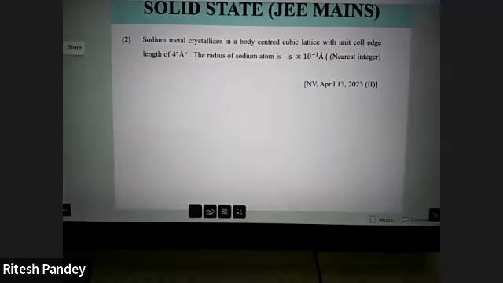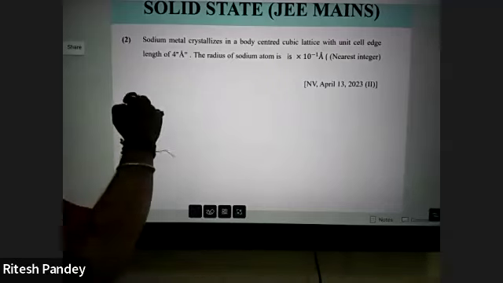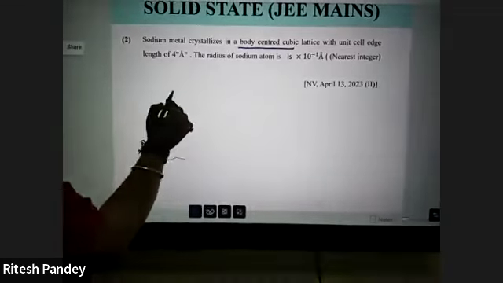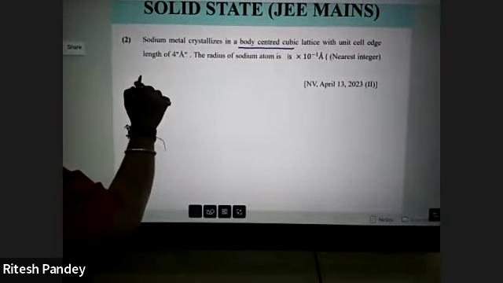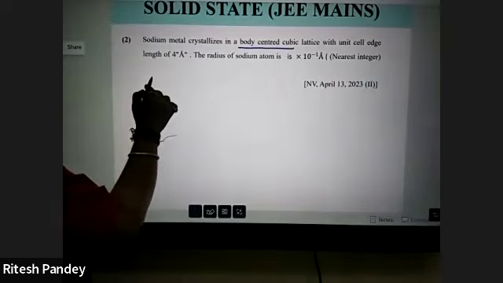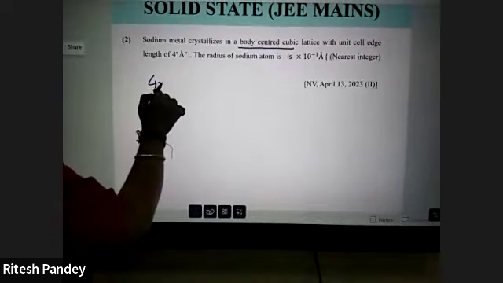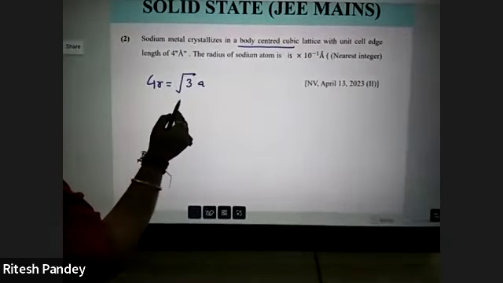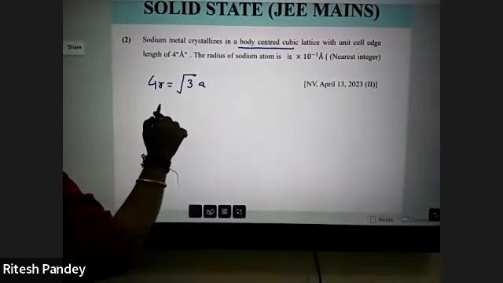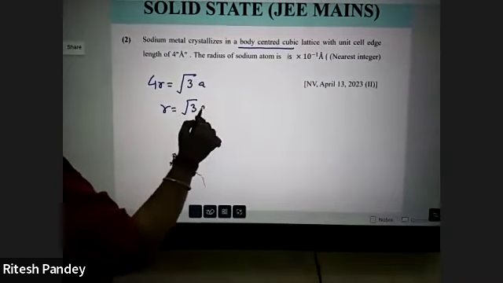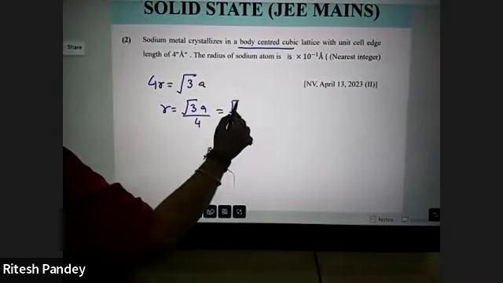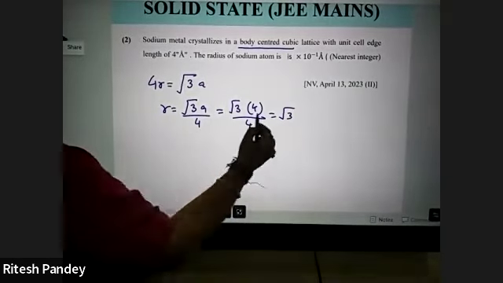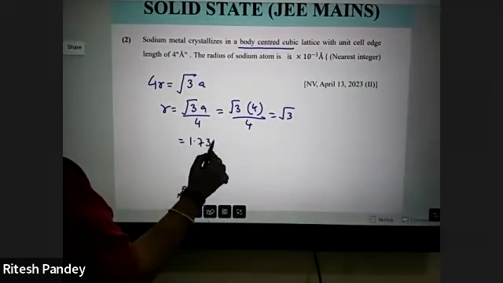Question 2. Now, right away, when it's a BCC, and about the radii, in BCC, body-centered cubic, it's the body diagonal which is in contact. So 4r is equal to root 3a. I think this is the result we'll want to have. R would be root 3a by 4. And naturally, a given being 4, it will be a simple calculation, root 3, which is almost 1.732.